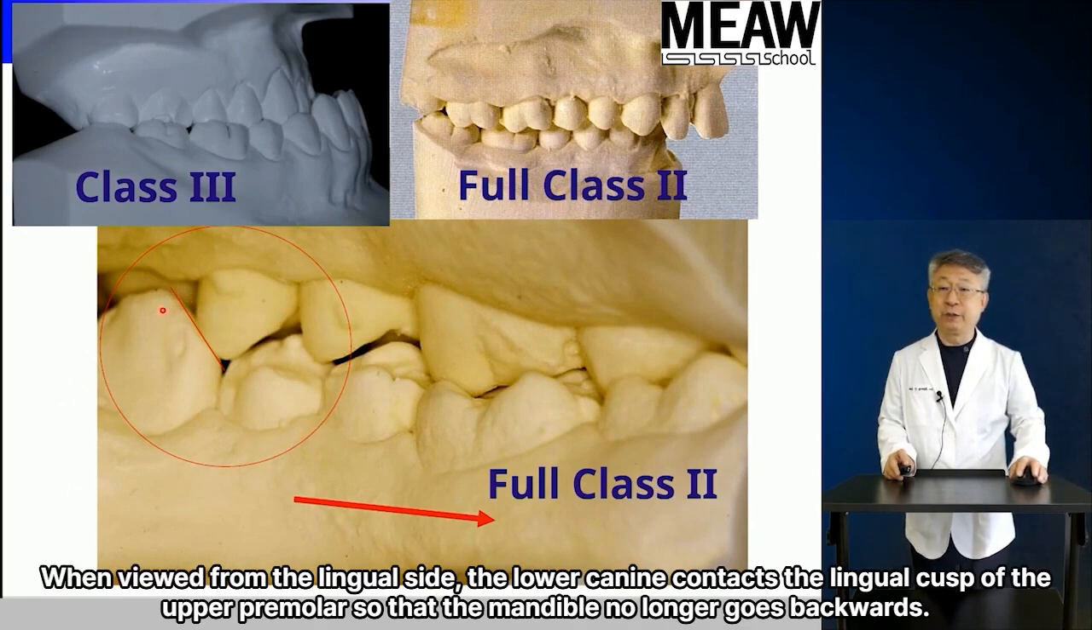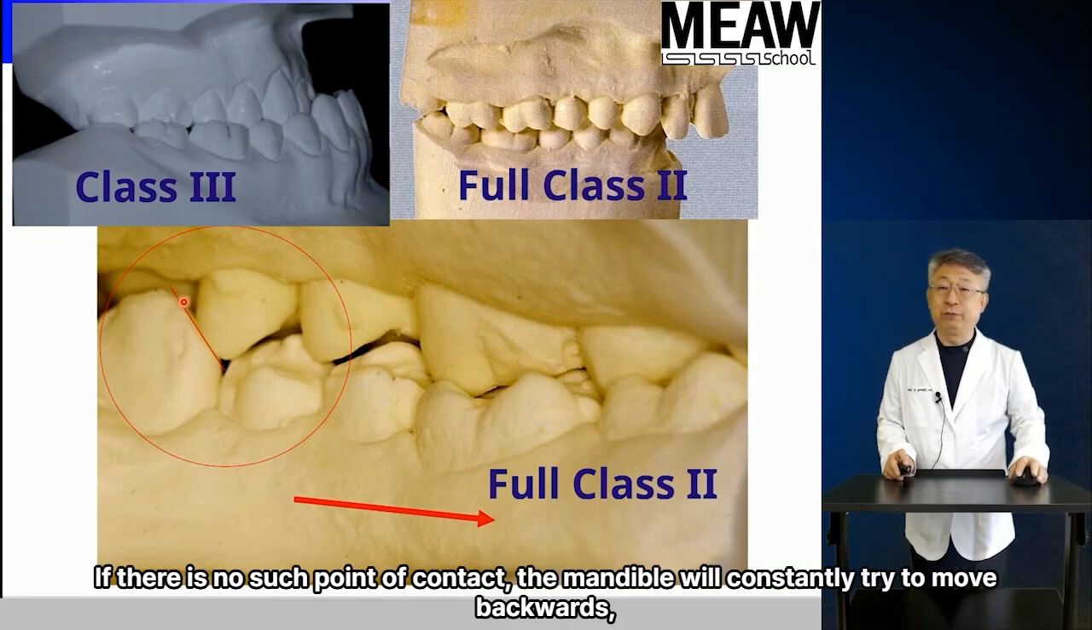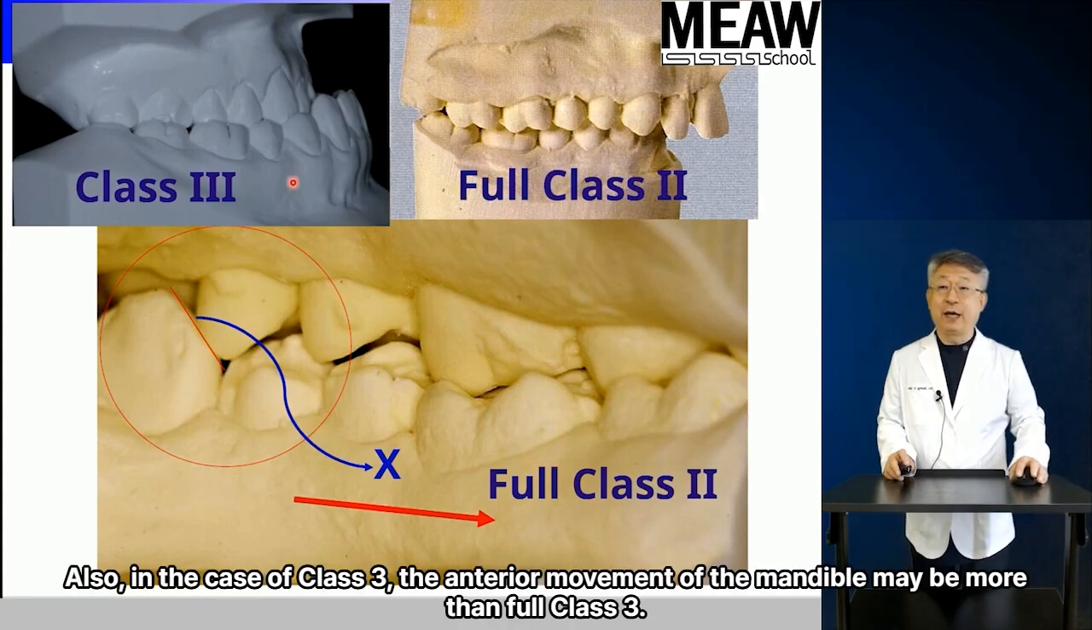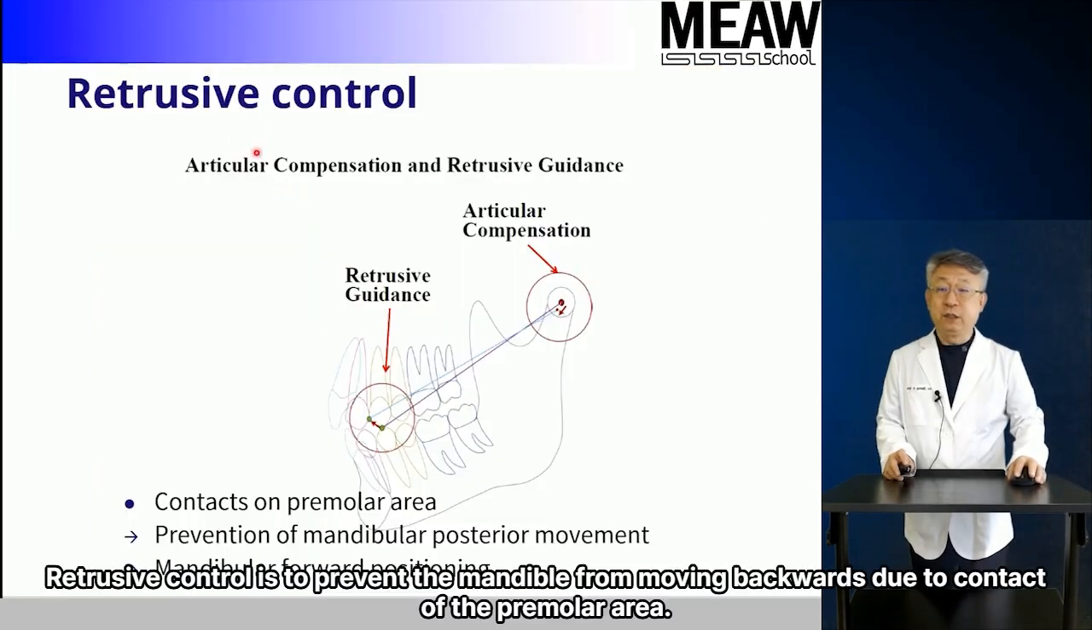When viewed from the lingual side, the lower canine contacts the lingual cusp of the upper premolar so that the mandible no longer goes backwards. If there is no such point of contact, the mandible will constantly try to move backwards, increasing the likelihood of developing TMJ disorders. Also, in the case of Class III, the anterior movement of the mandible may be more than full Class III. Retrusive control is to prevent the mandible from moving backwards due to contact of the premolar area.